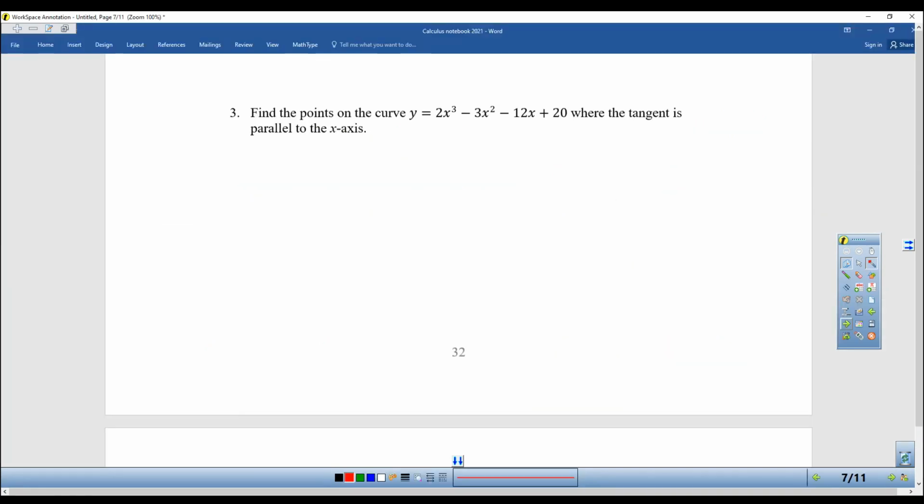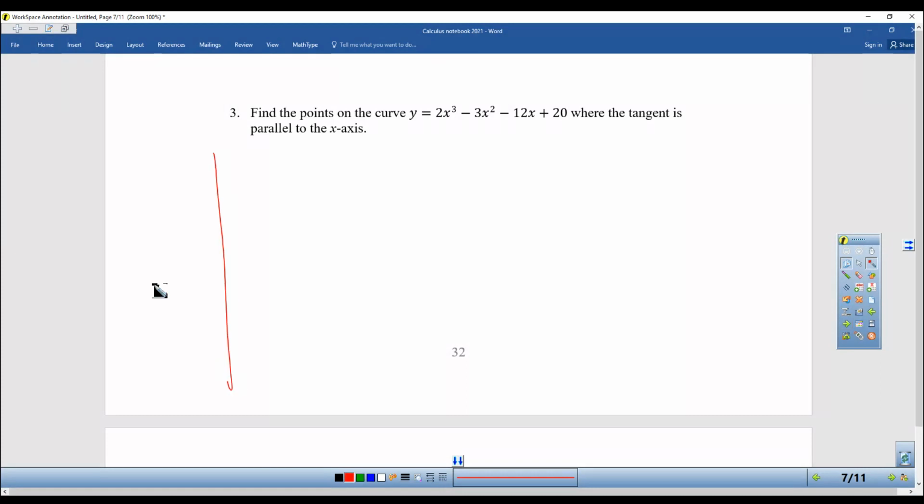Number 3, find all the points on the curve y is equal to 2x cubed minus 3x squared minus 12x plus 20, where the tangent is parallel to the x-axis. What you're going to find here is that there's not going to be 2 questions in a row. It's not algebra 1 or algebra 2. It's not a class where I do 1, you do 10. Every problem is different. You're always going to have to be thinking.